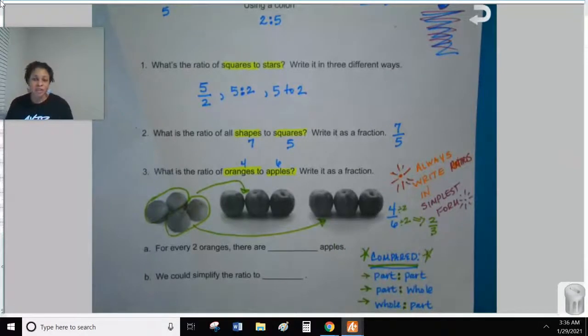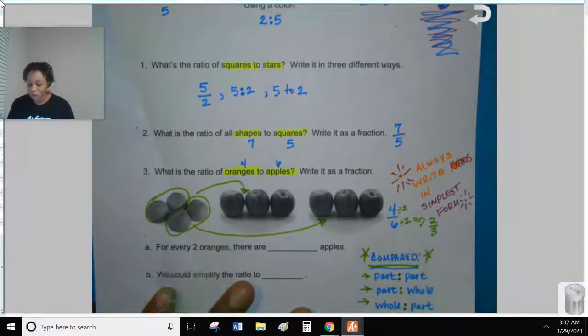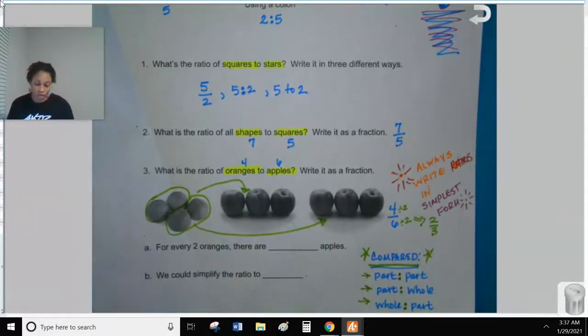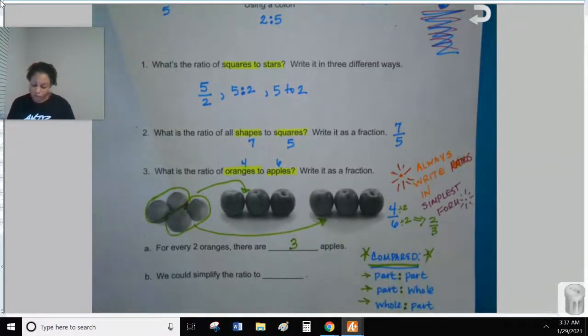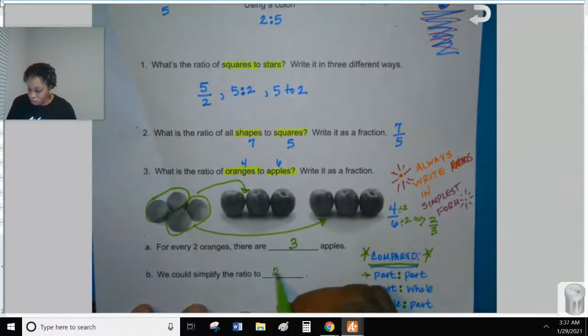Okay, so we had 4 to 6, which is the total oranges to the total apples. And then when I simplified it, my ratio becomes 2 to 3. And I can see that there are 2 oranges for every 3 apples. For every 2 oranges, there are 3 apples. We could simplify the ratio to 2 to 3. Okay?